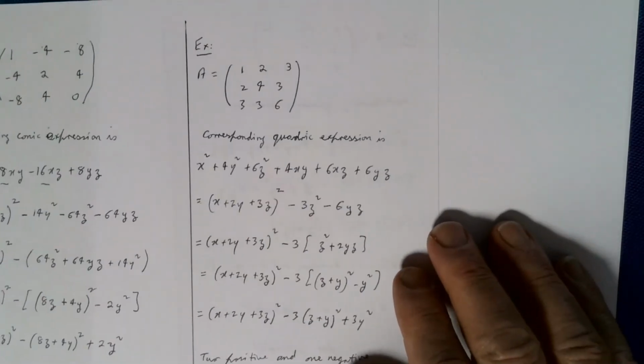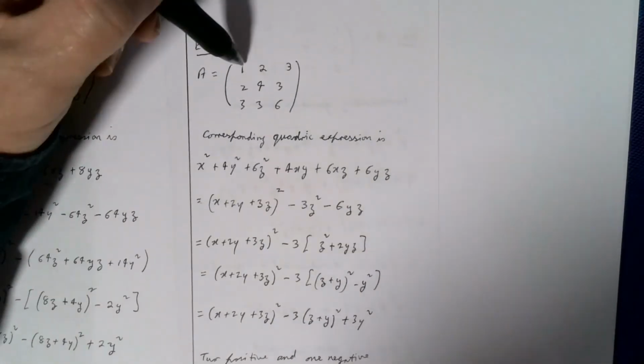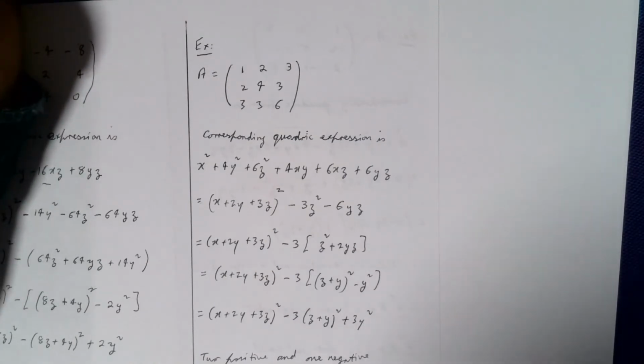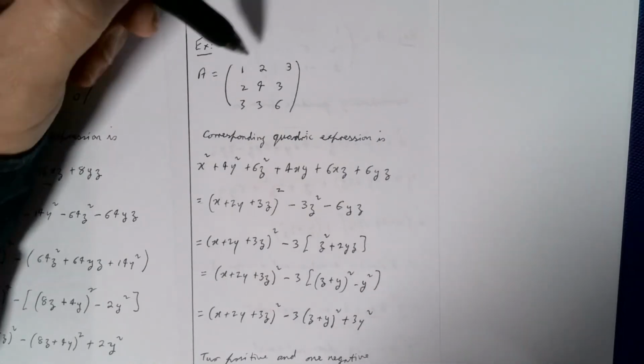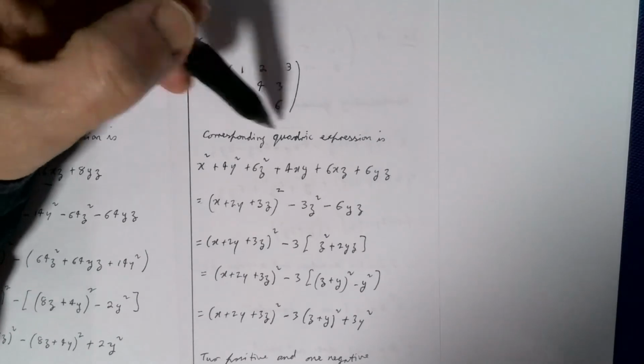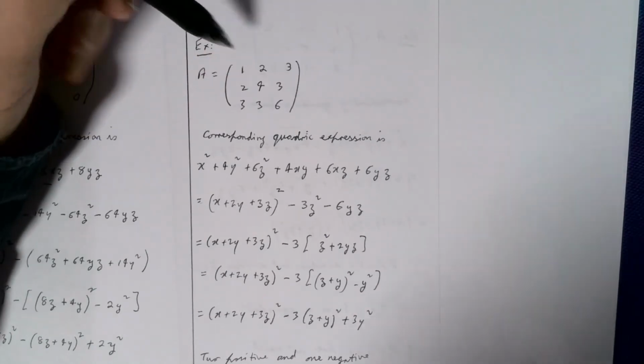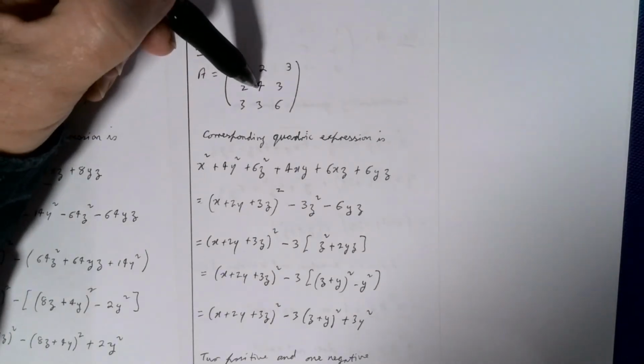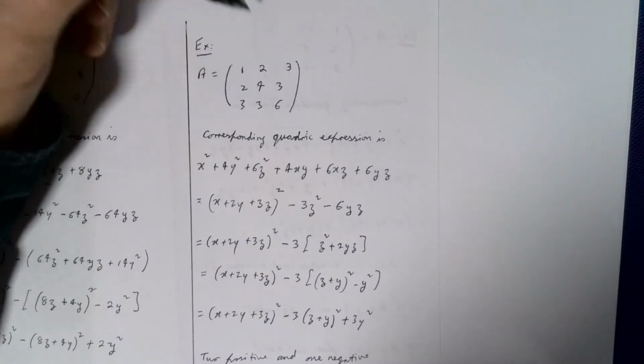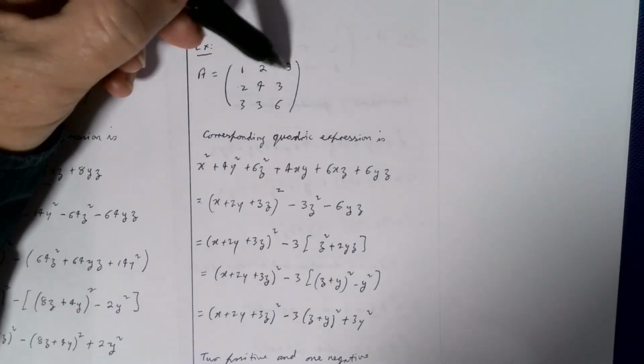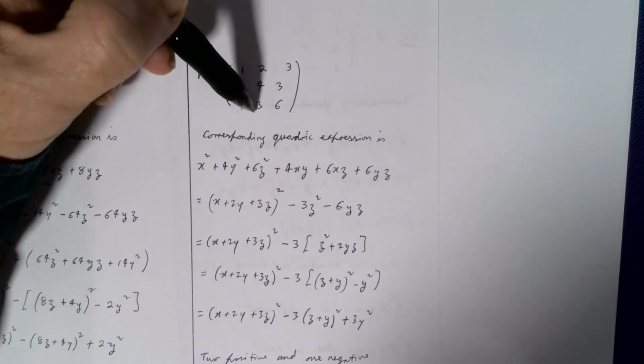And here is the worked solution to this. There's our matrix here. And again, I'm going to write down the corresponding quadratic expression. So I'm going to get an x squared, a 4y squared, a 6z squared. I get a 4xy, a 6xz, and a 6yz.